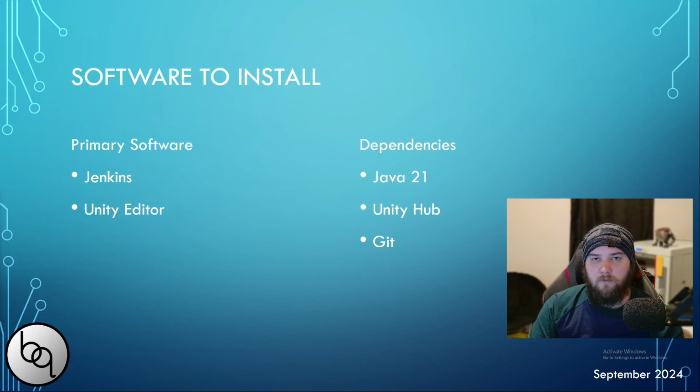We will cover that whenever we get close to the end of a build pipeline. That's when we'll get set up on Nexus. So the main software that we're going to need to install is going to be Jenkins and Unity. That's the whole reason why you guys are here. Each of these has their own dependencies.